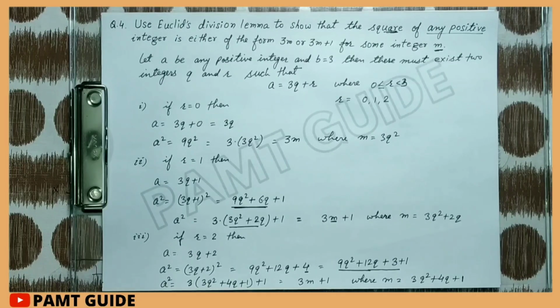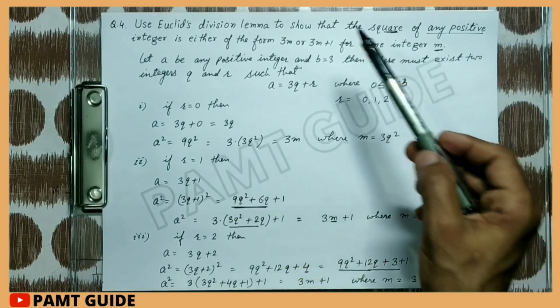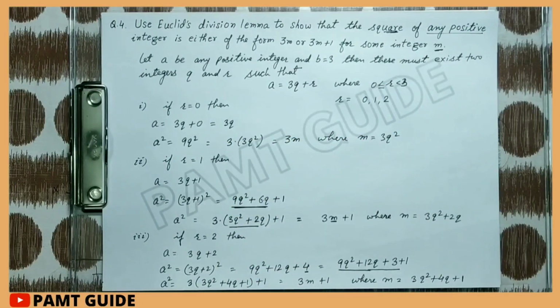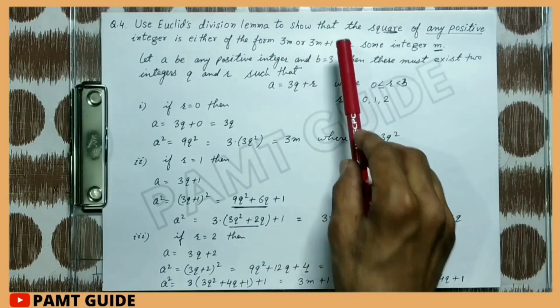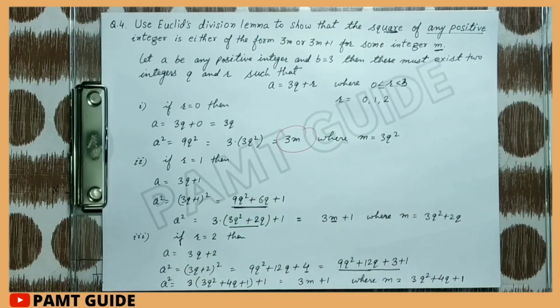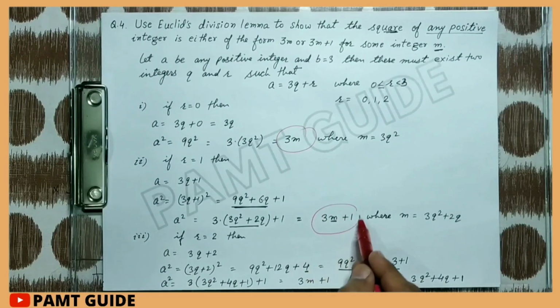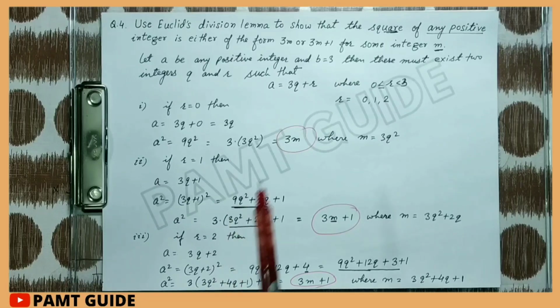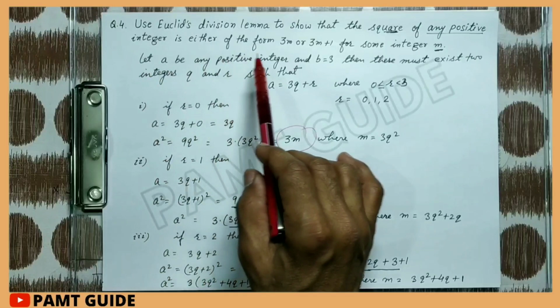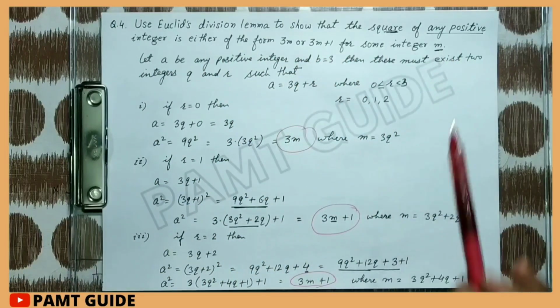So we see that the square of any positive integer is either of the form 3m or 3m plus 1. In the first case, we are able to write it in the form of 3m, in the second case in the form of 3m plus 1, and similarly in the third case 3m plus 1. So we can say that the square of any positive integer is in the form of 3m or 3m plus 1.